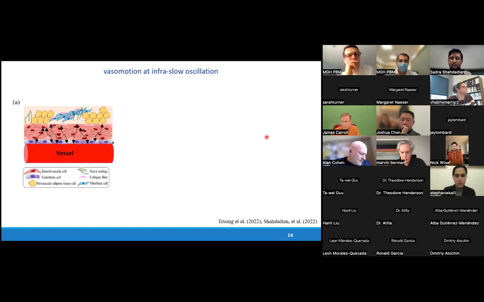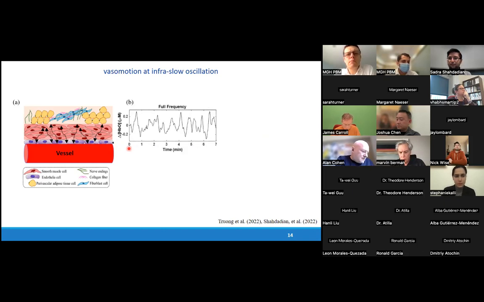Each vessel wall inside the brain has three main components. The first one is the endothelial layer, which is made of the endothelial cells. We also have the smooth muscle cells, and we have another layer that is responsible for the interactions between nerve endings and the vessel wall, and it also contains the fibroblast cells and other cells. So when we collect the data, especially BB-NIRS data, we can reach very slow oscillations. For example, here we have a 7-minute time series of changes in the oxygenated hemoglobin.